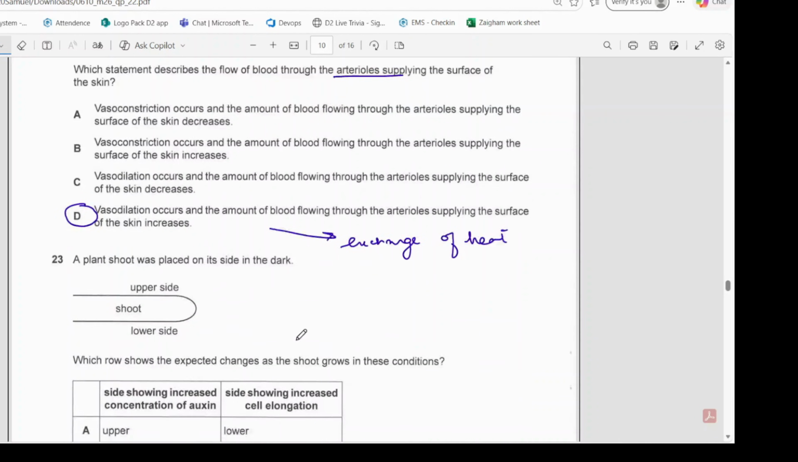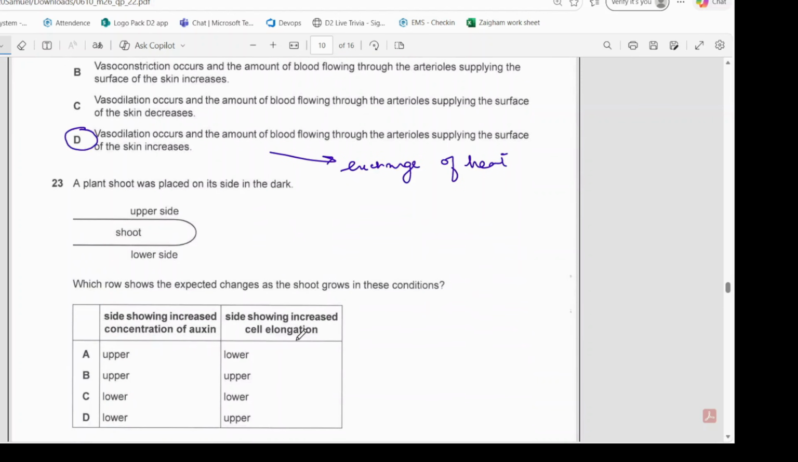Next one. A plant shoot was placed on its side in the dark. This is the keyword. Which row shows the expected changes as the shoot grows in these conditions? Where would it reside, on the upper side or on the lower side? Would it be straight? Going straight is not given. It would be bent on the upper side or on the lower side.